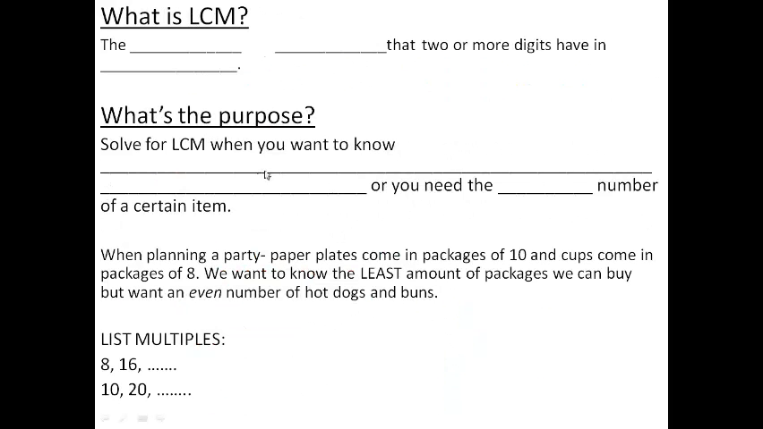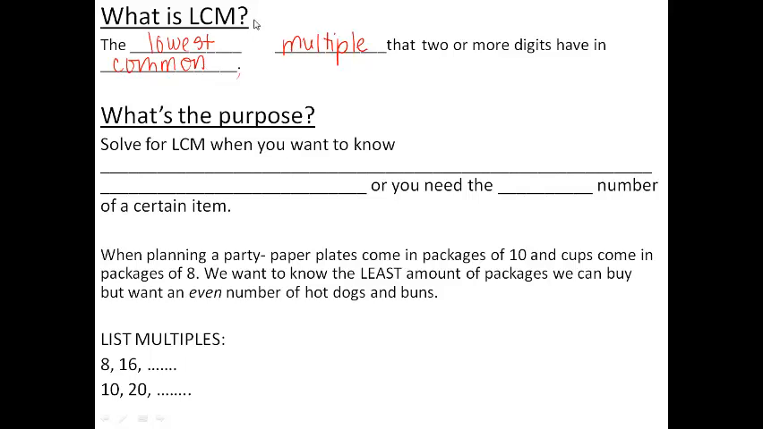Now we're going to move on to least common multiple. You have to understand multiples in order to do the least common multiple. Starting with the definition, it's the lowest multiple that 2 or more numbers have in common.